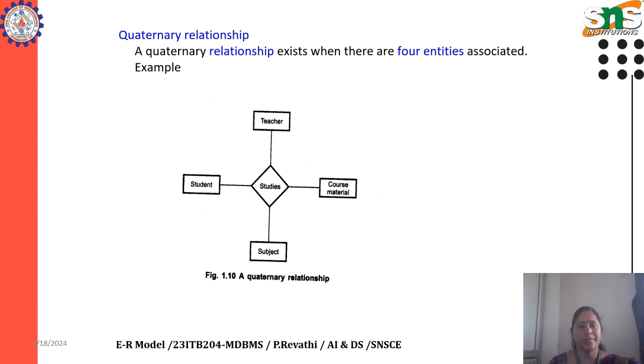Quaternary relationship. A quaternary relationship exists when there are four entities associated. For example, student studies course material, teacher studies subject.